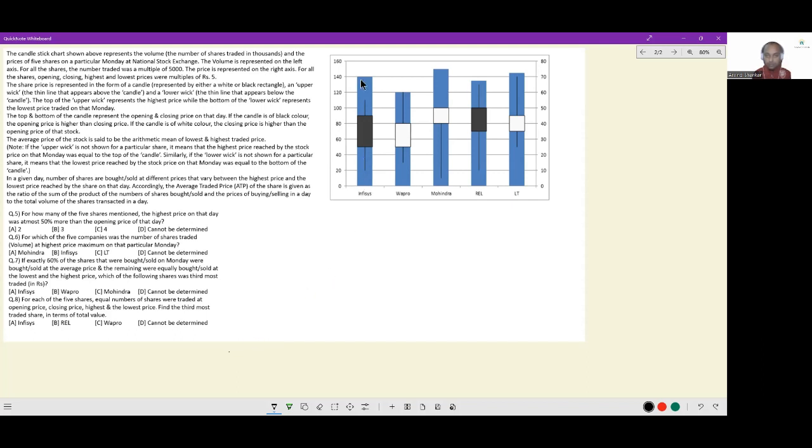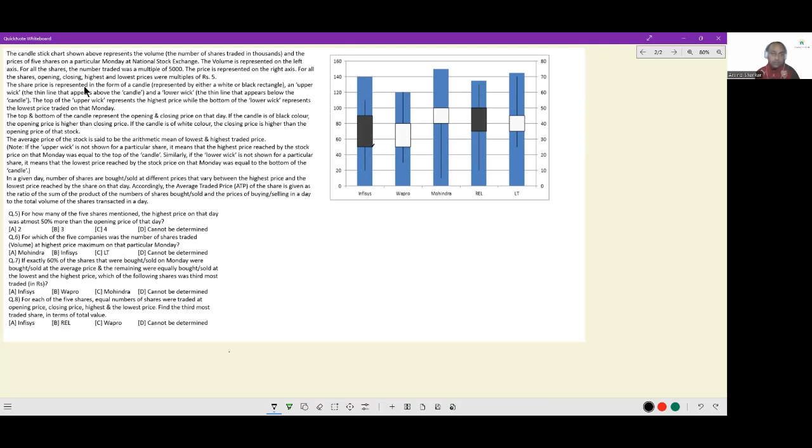So for Infosys, we have 140,000 shares. For Wipro, it is 120,000 shares. For Mahindra, it is 150,000 shares, and so on. Everything has to be in thousands and it has to be a multiple of 5,000. The price is represented on the right axis for all the shares, that is opening, closing, highest and lowest prices, are multiples of ₹5. We don't know how opening and closing are represented right now, but the bar chart, we know, is represented on the left hand side.